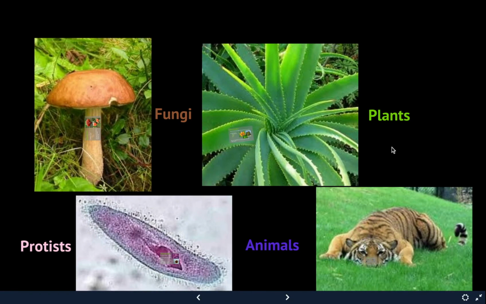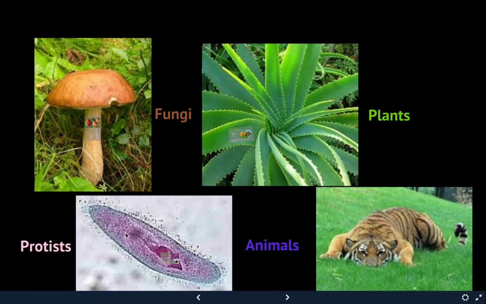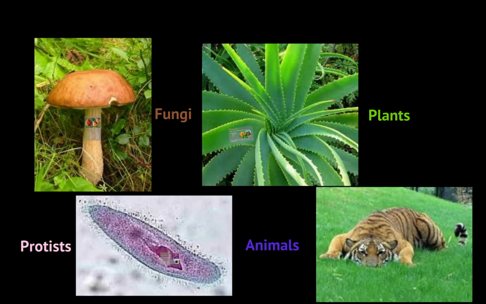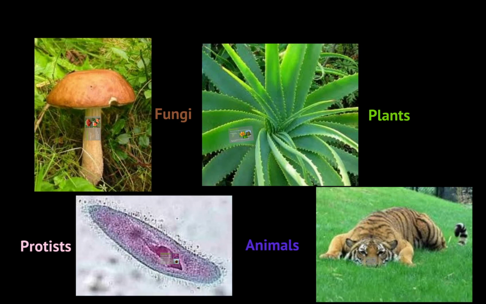In the domain Eukarya, you find these 4 kingdoms: fungi, plants, animalia, and protists. Protists are like amoebas, just like the amoeba sisters. Fungi can be mushrooms, but they can also be fungus, like athlete's foot. That's a fungus.